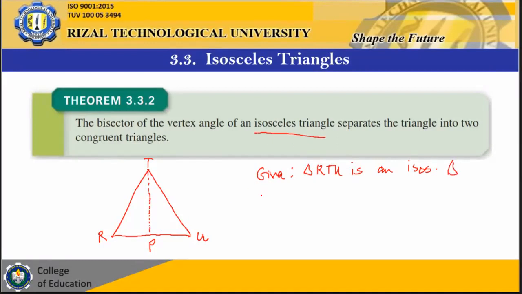Okay. Let's prove. Ano yung pinaprove natin? Yung bisector of the angle separates the triangle into two congruent triangles. Let's prove that triangle RTP, triangle nga, is congruent to triangle UTP. Can you follow?